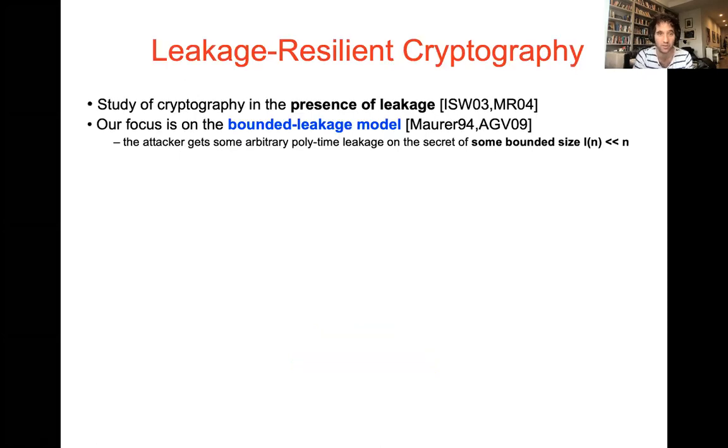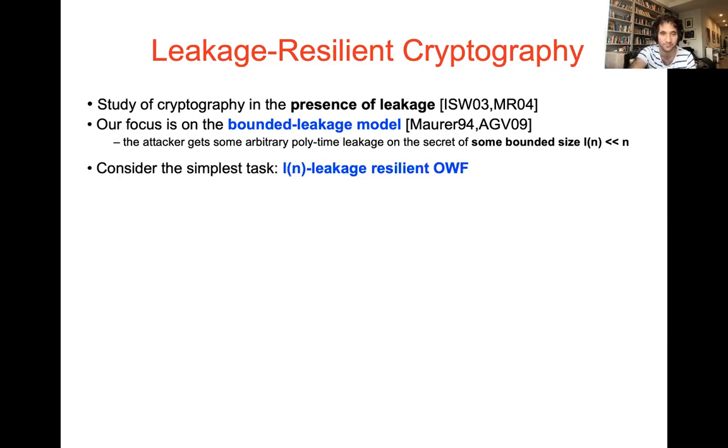So what is leakage resilient cryptography? Well, as the name suggests, it's a study of cryptography in the presence of leakage. Our focus today will be on what's referred to as the bounded leakage model. In this model, the attacker will get to see some arbitrary polynomial computable leakage on the secret of participants. The only restriction is that the length of the leakage is of some a priori bounded size. In this case, we're going to call the leakage bound L. And clearly, the length of leakage needs to be much shorter than the secret, because if you leak the whole secret, no security can be achieved.